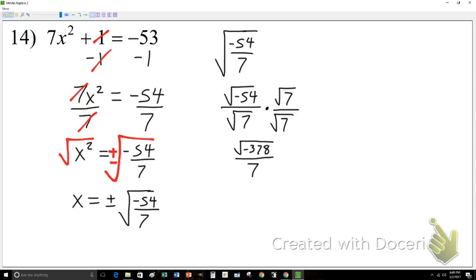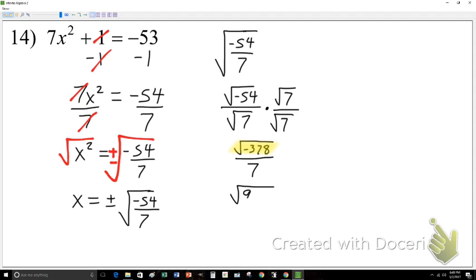Now this has been rationalized. We don't have a radical in the denominator. However, we can simplify the square root. So sometimes there's a little bit more work we have to do in simplifying the square root that exists. So what we can factor out of the negative 378 is 9. That's what we can factor out. That's the only perfect square we can factor out.